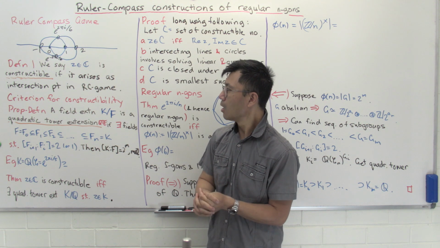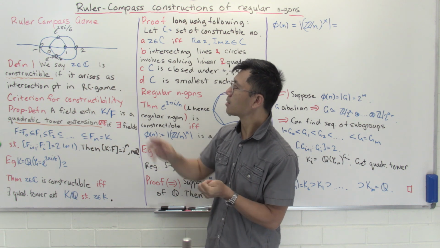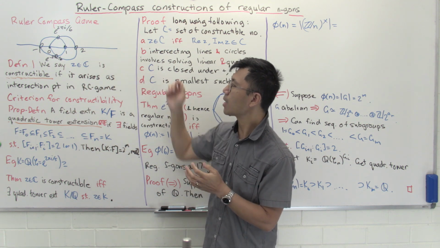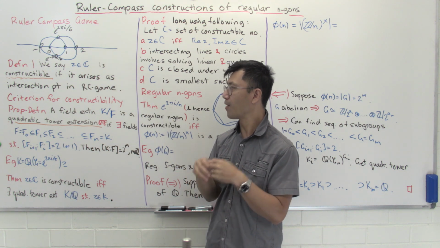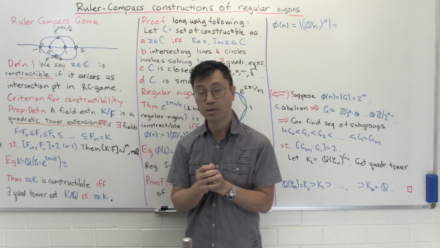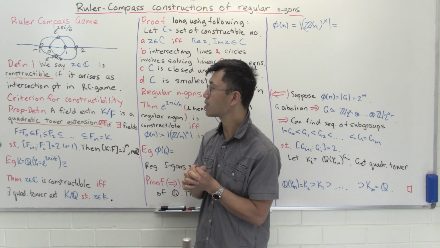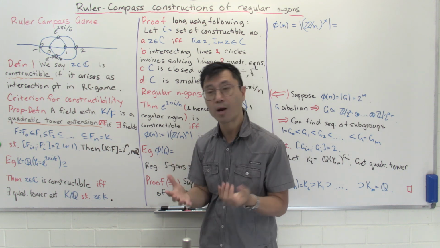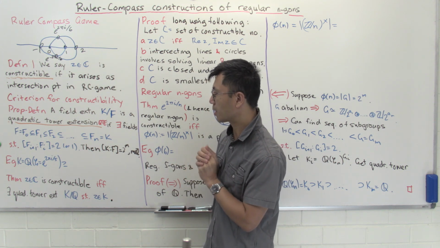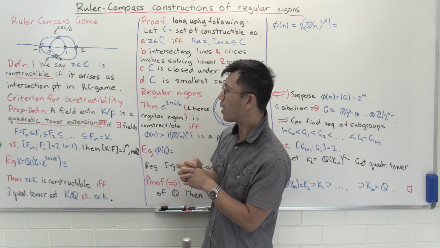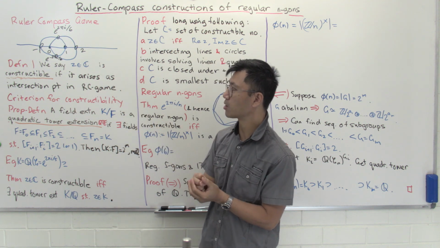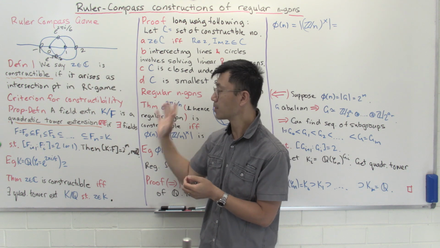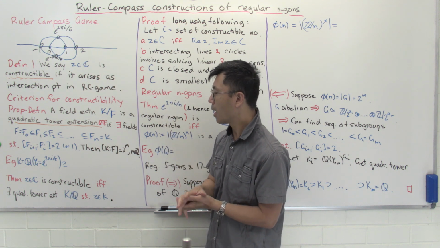This is the type of game that you use to describe the fact that you can't trisect an angle with a ruler and compass. That's something that you may well have seen in a field theory course. So let's just move on and talk about the criterion for constructibility, which is rather nice. It's a simple mathematical criterion.